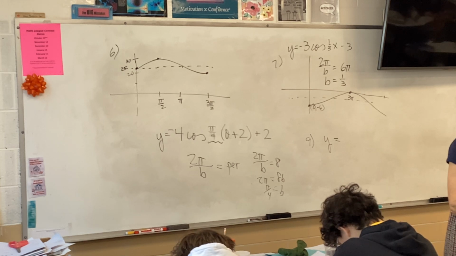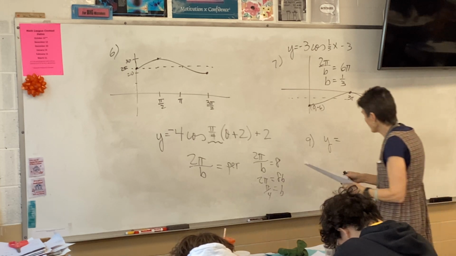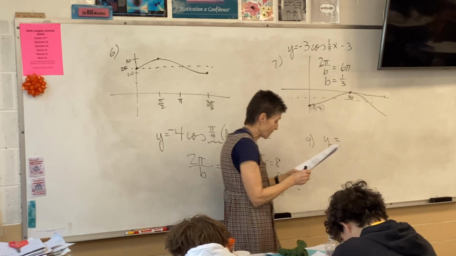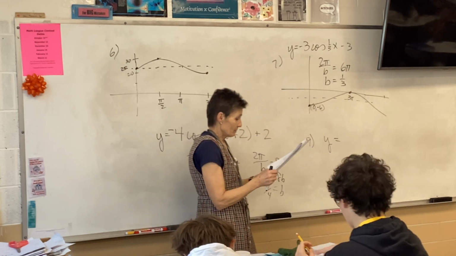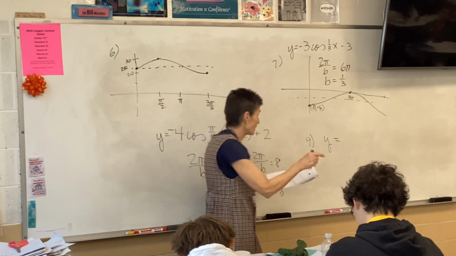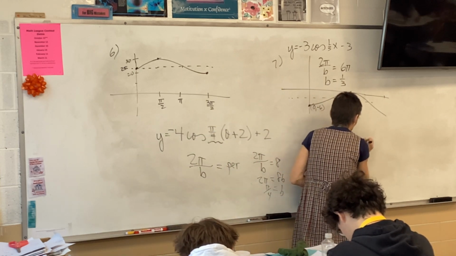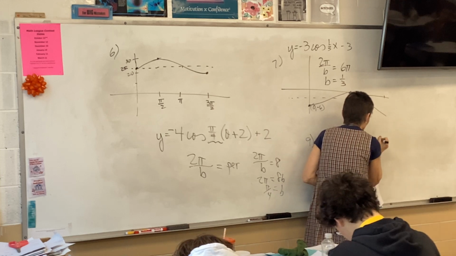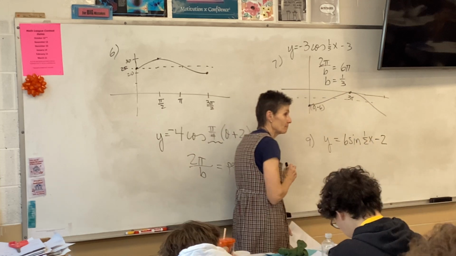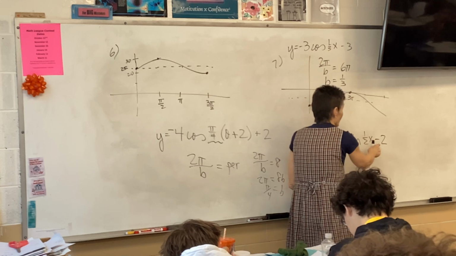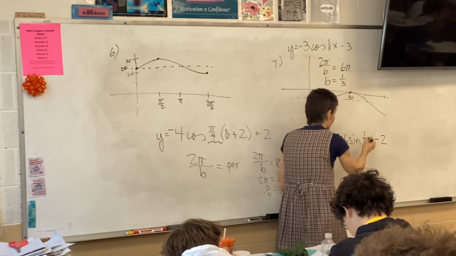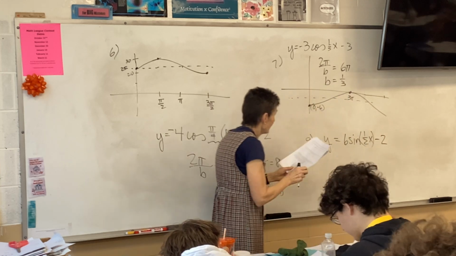Perfect. And then were you able to write an equation for number 9? Did you get that far? What did you say, Cole? 6 sine 1/2 x minus 2. Like outside? Like the minus 2 is outside. So it looks like that. Yeah. Okay. All right, what do you think?